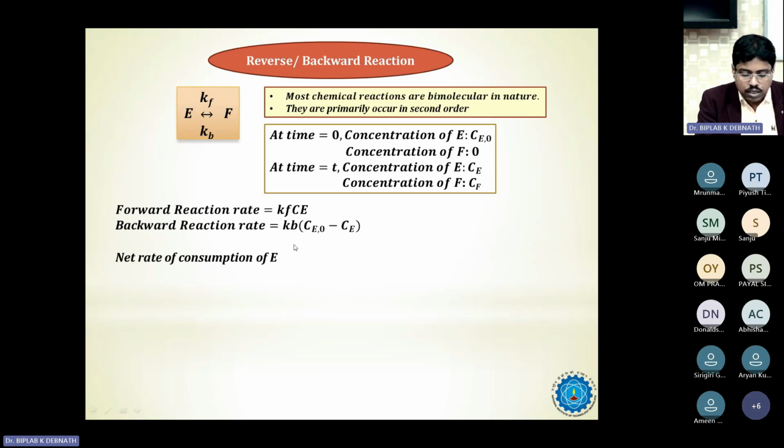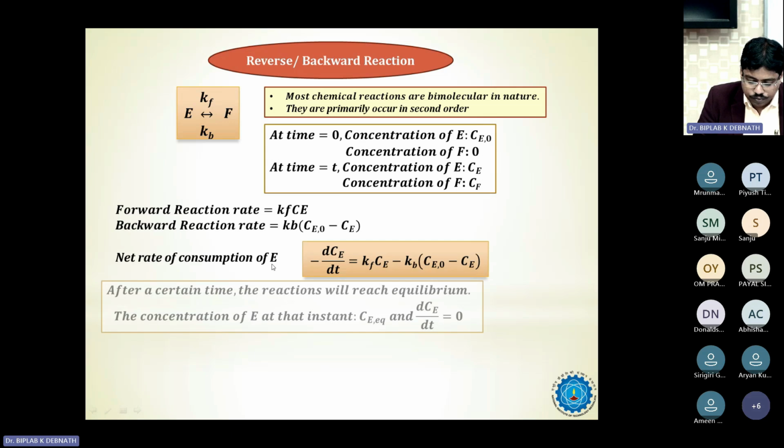Because during the backward reaction, the quantity that was formed is again participating in the reverse. Initially C naught is the quantity. After time t, C is the quantity, so C naught changes to C. The remaining portion is again participating in the reverse reaction. So net rate of consumption of E should be: minus dCE dt is equal to Kf into Ce minus Kb into C naught minus C.